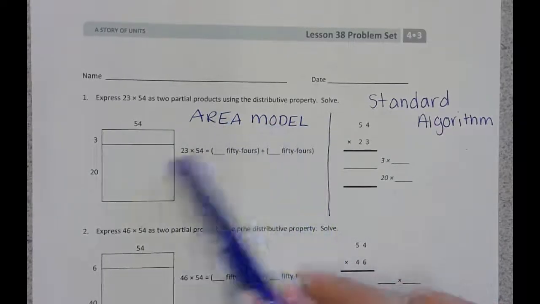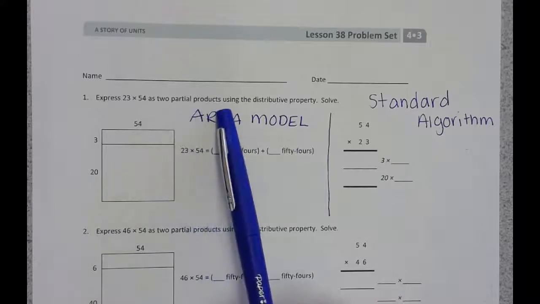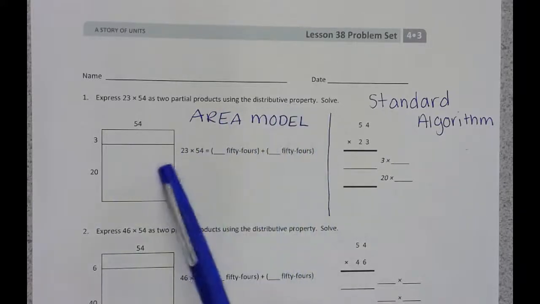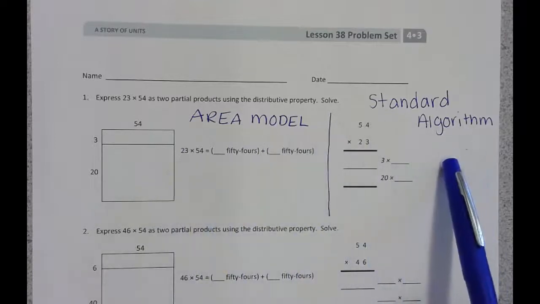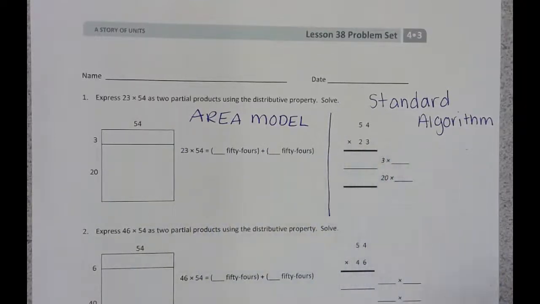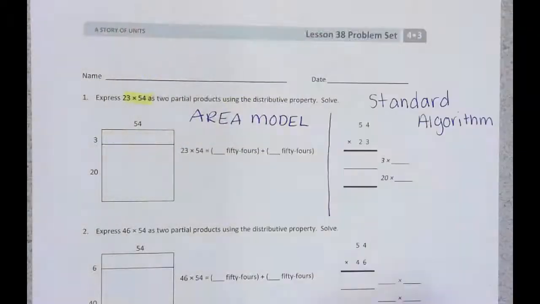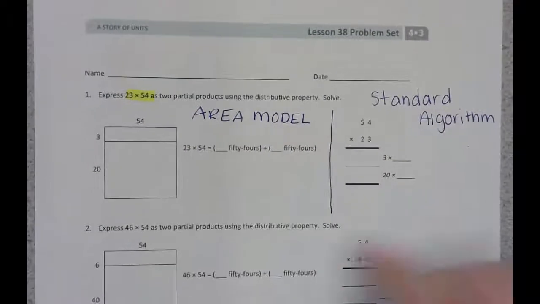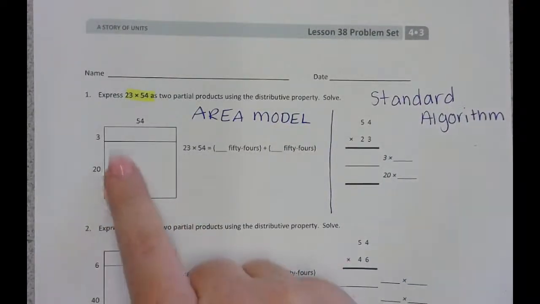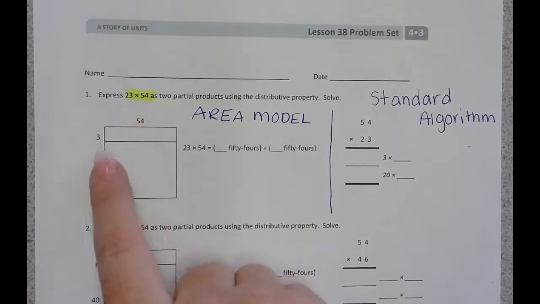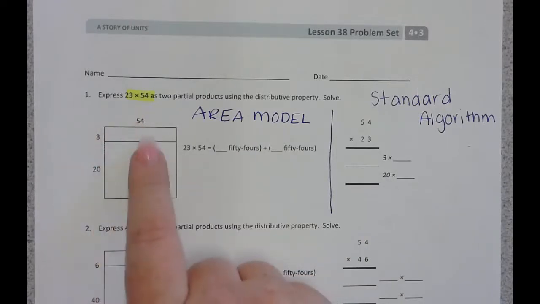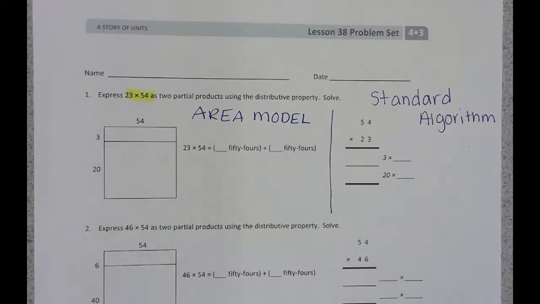We're going to first do the area model. That's where it says two partial products and the distributive property. We're going to first do that and then we're going to put what we did over here into the standard algorithm. So let's start. We have 23 times 54. Okay, and so what they did with this area model, I'm sorry, is they broke it down into two partial products. They took 23 and they broke that down into 3 and 20, and we're going to multiply 3 times 54 and 20 times 54.